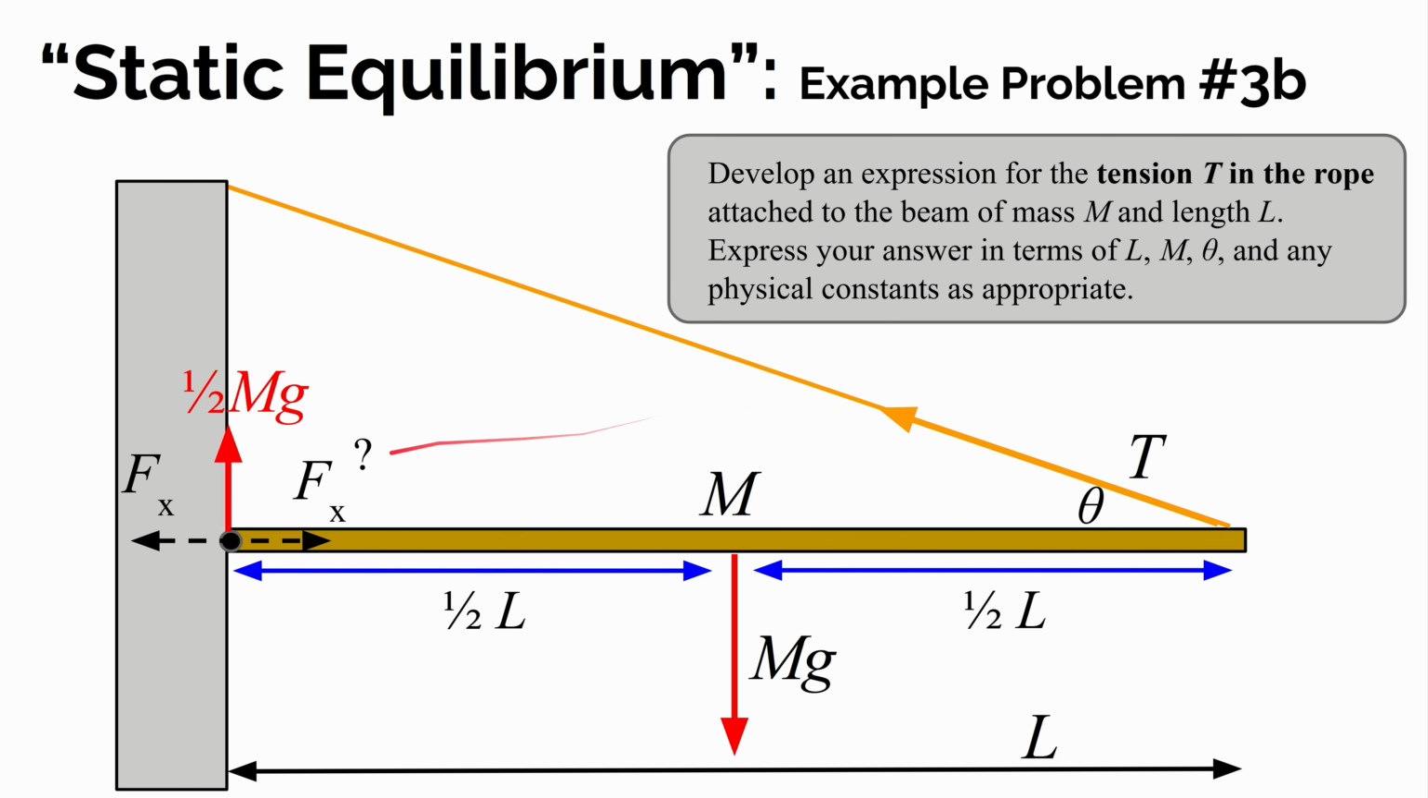Now that we know the wall is at least pushing up with a force in the y direction equal to half of the weight of the board, we can find an expression for the size of the tension in the string. Well, this board is in static equilibrium.